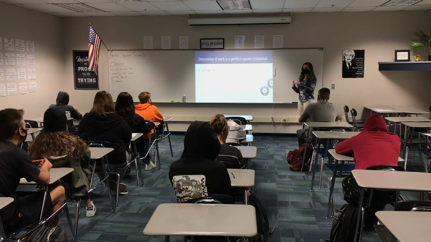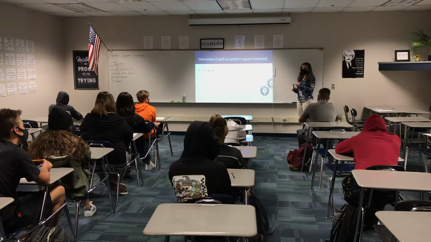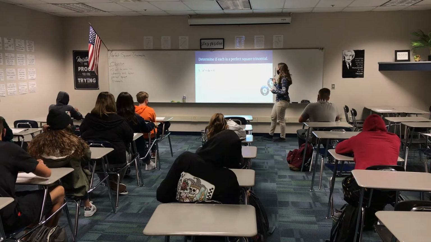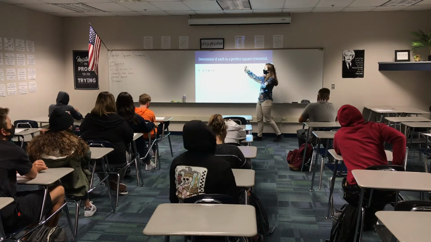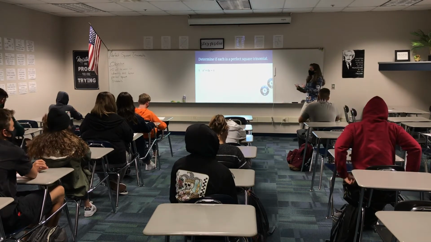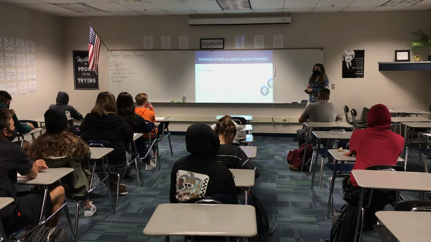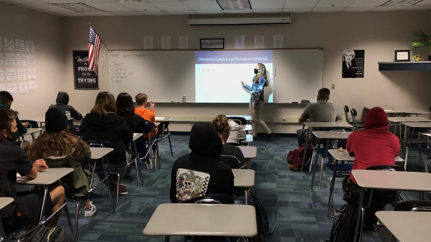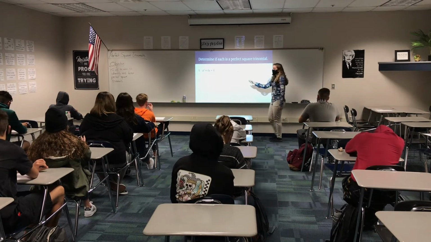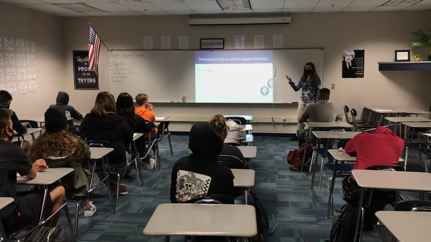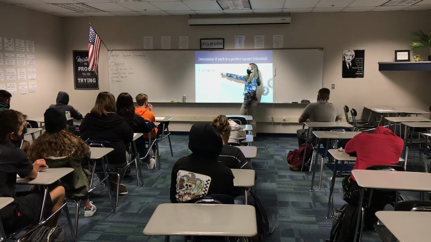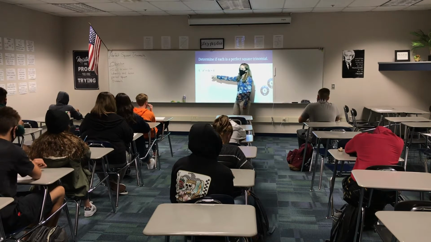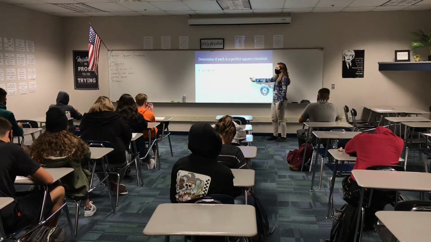What's the square root of x? X. So the square root of x is x. What's the square root of 4? 2. Yes, it is 2. So 2 times x times 2 is 4x. So this is a perfect square trinomial. Does that make sense? Okay.